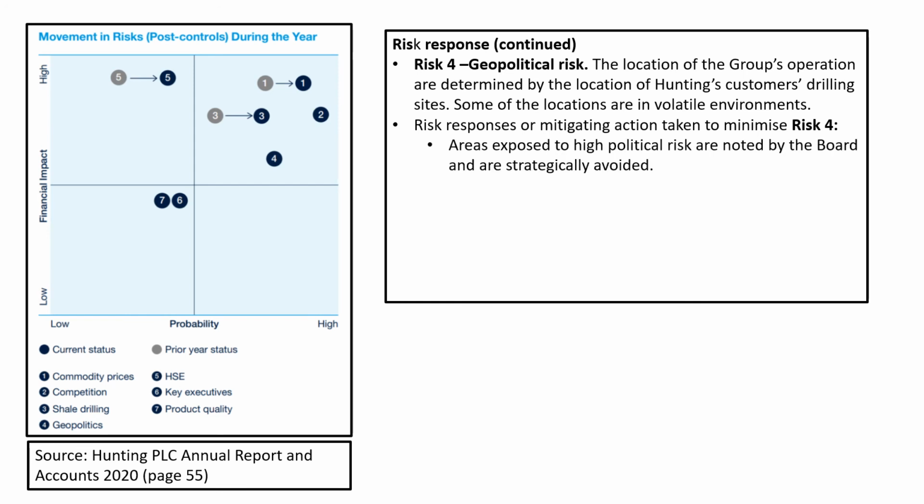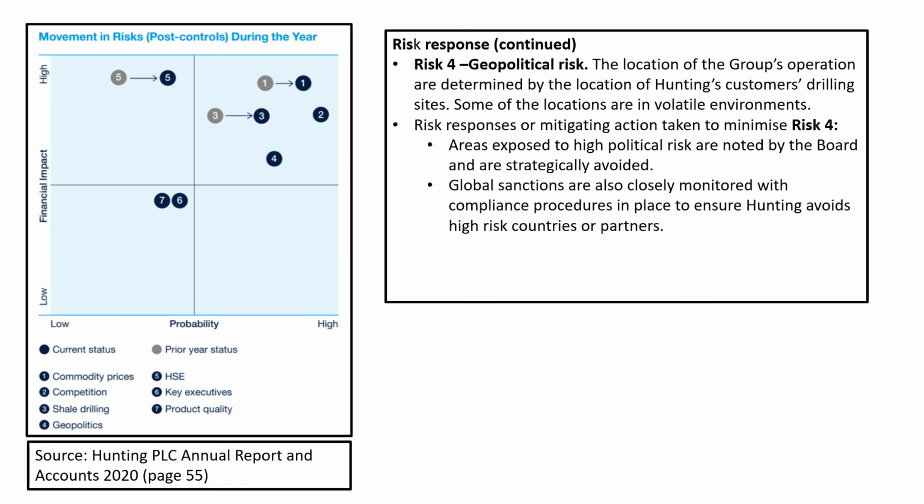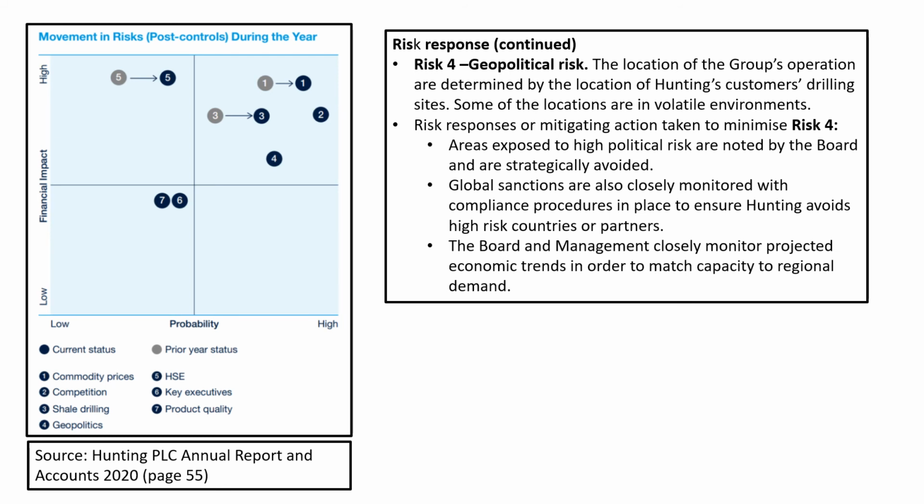1. Areas exposed to high political risk are noted by the board and are strategically avoided. Global sanctions are also closely monitored with compliance procedures in place to ensure Hunting avoids high-risk countries or partners. Finally, the board and management closely monitor projected economic trends in order to match capacity to regional demand.